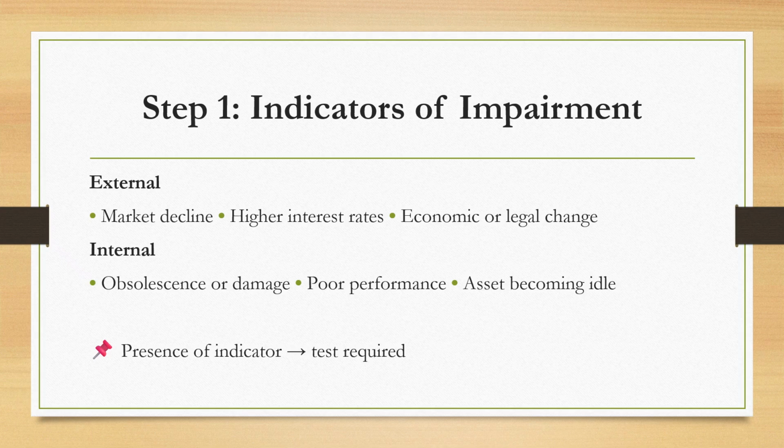Impairment testing starts with indicators. External indicators include market decline, higher interest rates, or adverse economic changes, etc. Internal indicators include damage, obsolescence, poor performance, or assets becoming idle. If any indicator exists, an impairment test is required.